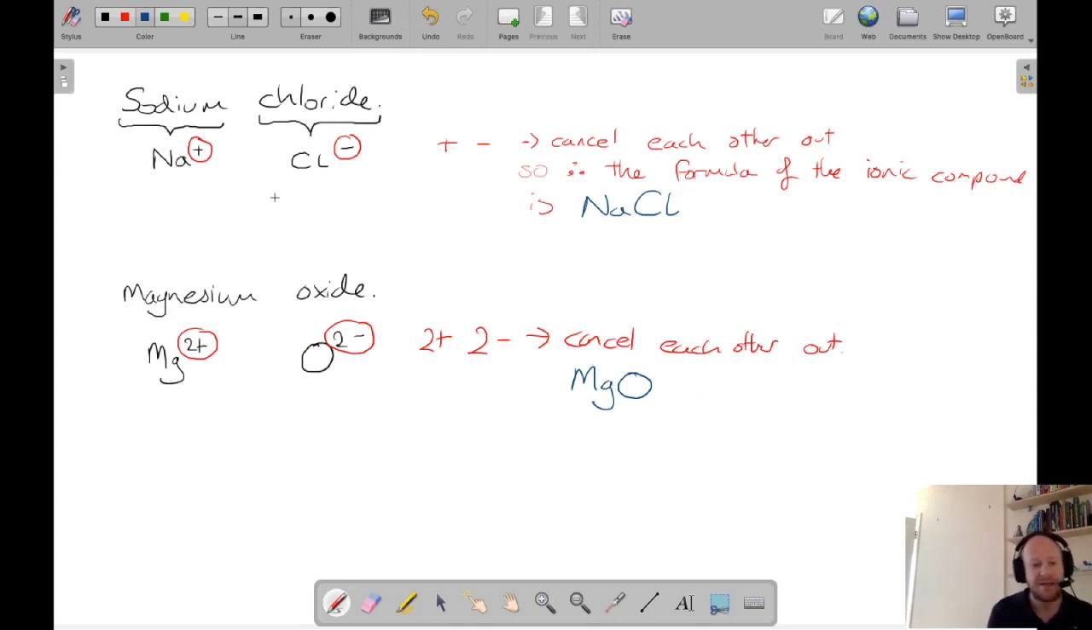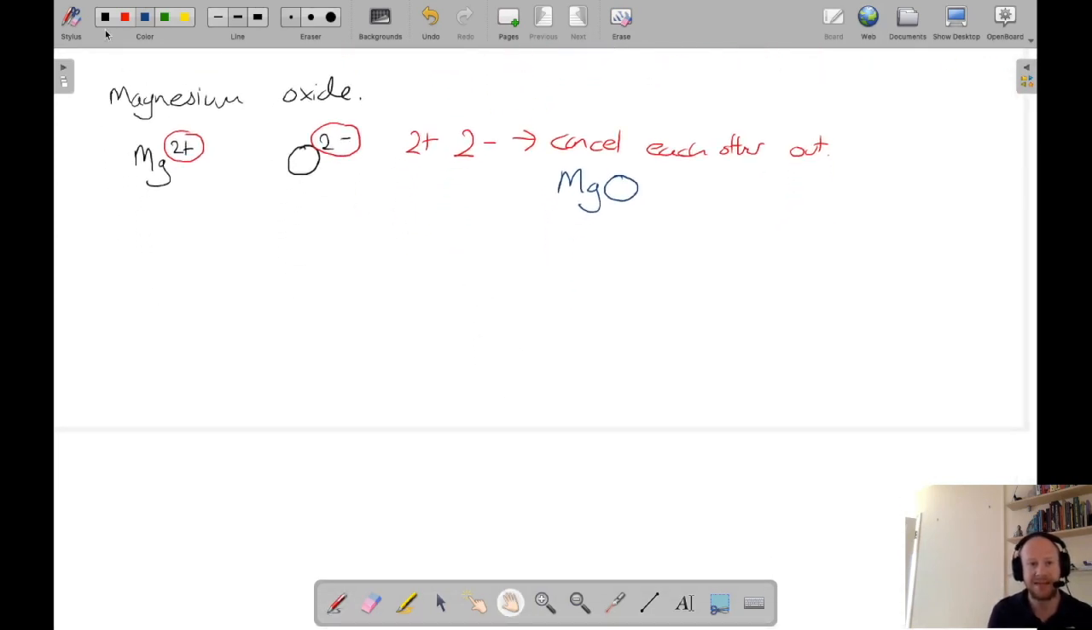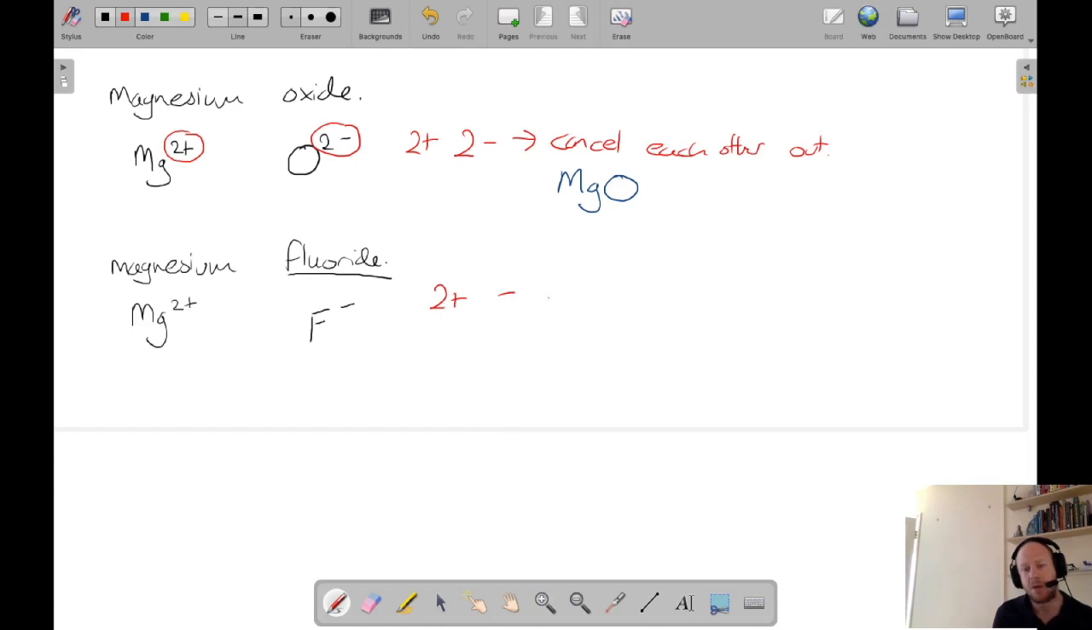Okay, let's have a little bit more of a complicated one now, much more complicated in fact. Let's have a look at magnesium fluoride instead. Now magnesium is in group 2. We saw it up here in the previous question, so we can just write there that that's Mg2+. But fluoride is in group 7. And this means that it can only take a 1- charge. So we've got 2+ and we've got 1-. Well, they don't cancel each other out.